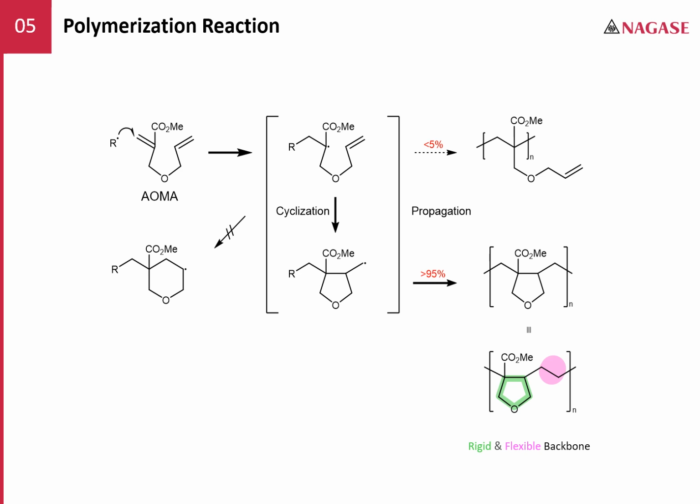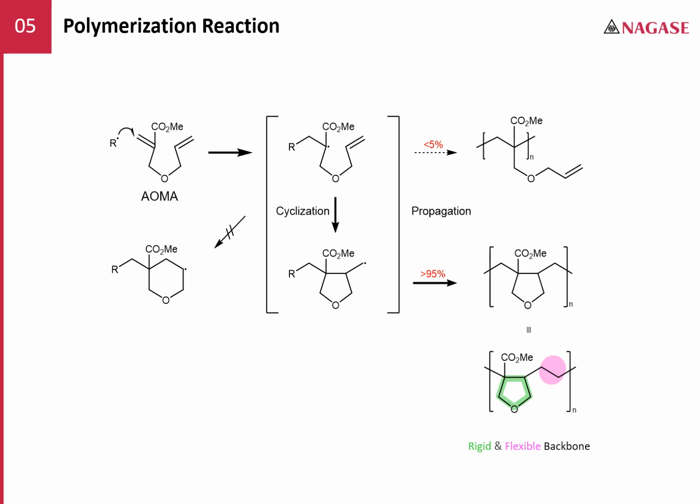This free radical then can undergo several different side reactions. You would normally expect it to have an intermolecular reaction and form a long chain, but in the case of AOMA, because of the structure properties, it undergoes an internal cyclization almost entirely, so usually greater than 95% cyclizes, and you get the tetrahydrofuran structure you see on the bottom right-hand part of the slide.